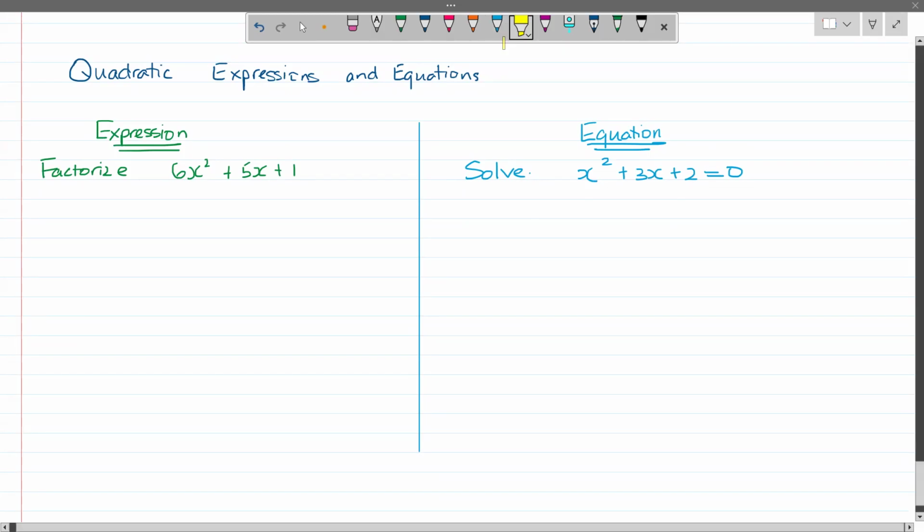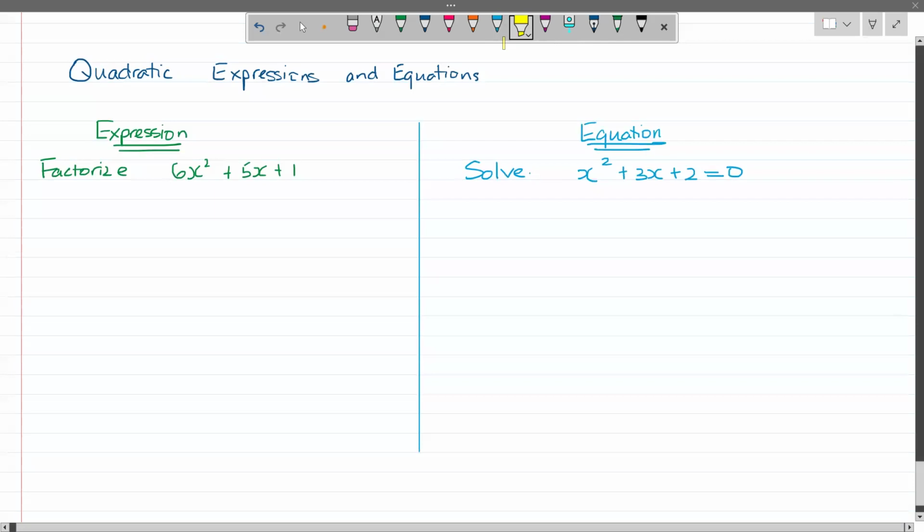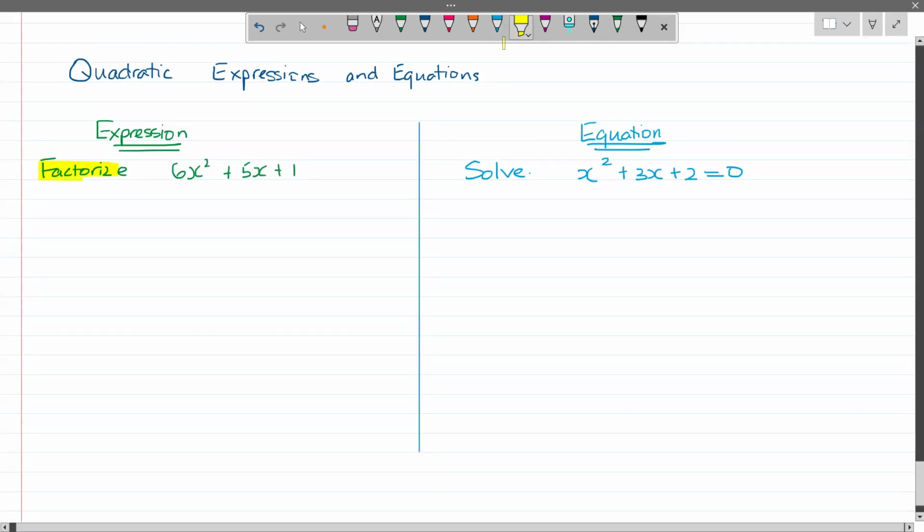An expression is not equal to anything. There's no left-hand and right-hand side with the expression. So here I have 6x squared plus 5x plus 1. It is not equal to anything. We could factorize expressions, meaning we could write it simpler, for example, as the product of two brackets, or what we call the product of two binomials.